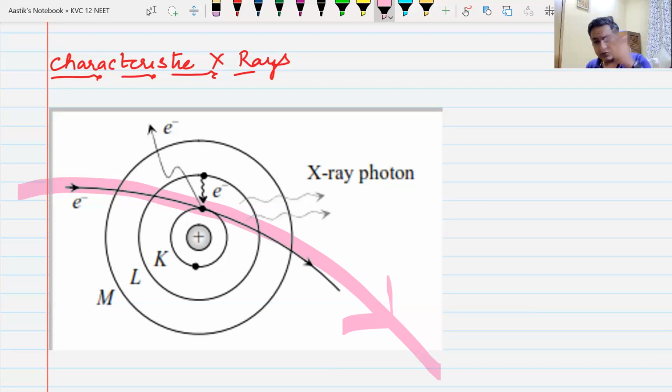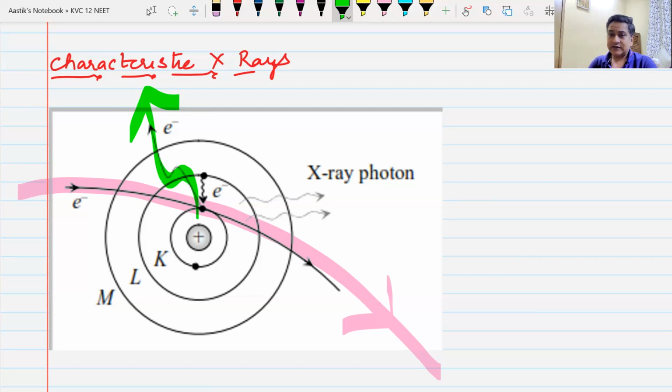The lambda min for that X-ray only depends on the energy of the electron. It depends on the operating potential, the operating voltage of your X-ray. So it is emitting continuous X-rays by this deflection. But in this deflection, sometimes what happens? This jig jig happens. What is this?